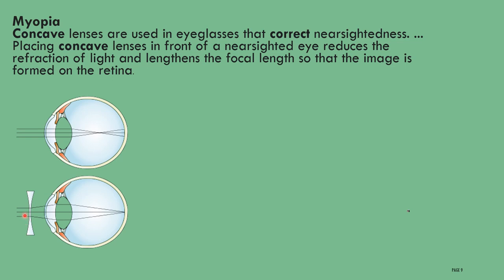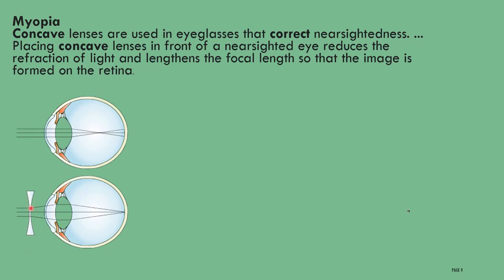After diverging, the refraction of light will get reduced. The percentage of refraction will get reduced because of using this concave lens. That is the first reason. Then the second one: it will increase the focal length. Focal length is also a very, very important point.